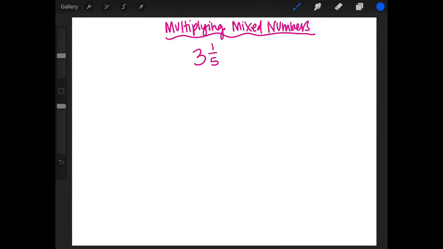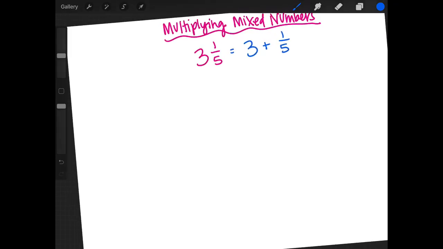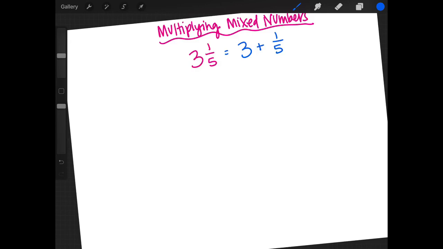To look at multiplying mixed numbers today. So to start off with, I wanted to start off with the fraction 3 1/5. Now, in the past, we've learned that 3 1/5 would be equal to 3 plus 1/5. I'm going to draw a little tape diagram to show how these two are split.